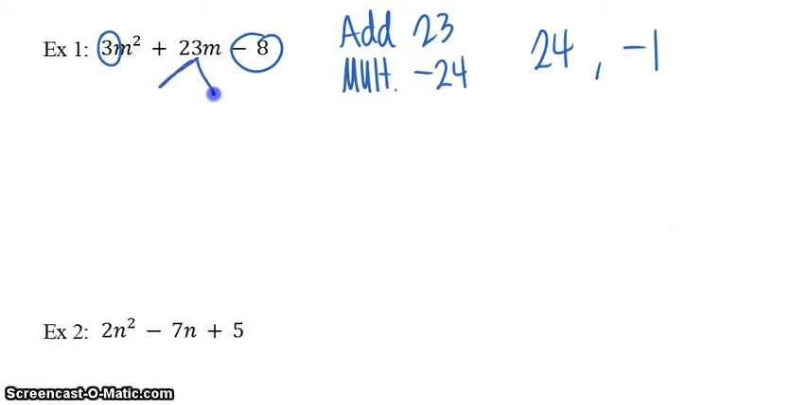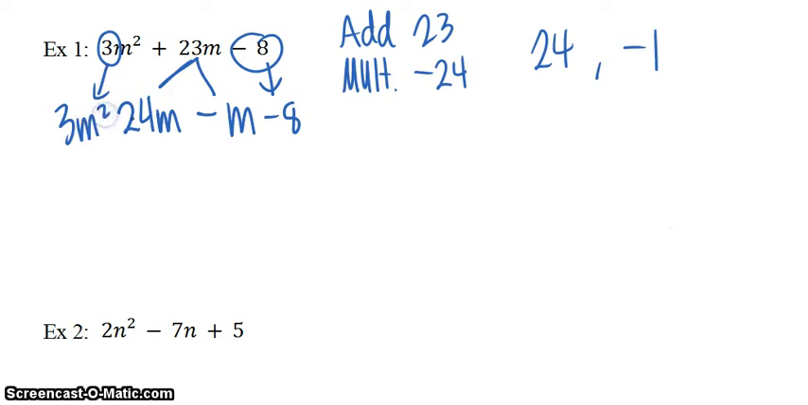So what I'm doing now is I need to make this into 4 terms. So I'm splitting up 23m, and I'm going to write it as 24m minus m, because that's the same as 1m, right? So we have 24m minus m. What does that equal? That equals 23m. So did we change the problem? No, because 23m equals 24m minus m. So I'm just going to bring down the -8 and the 3m squared. So now we changed the trinomial into a 4-term polynomial.